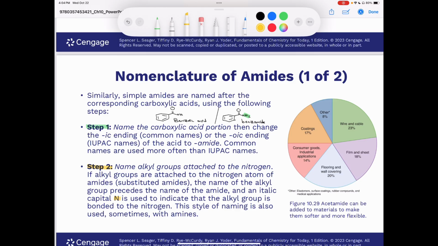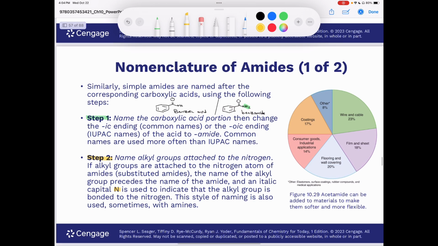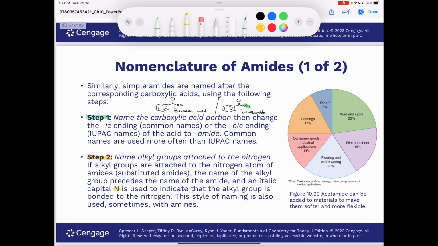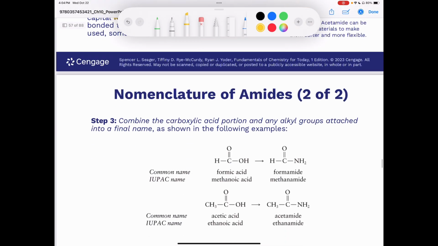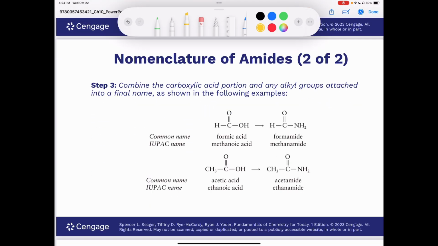So let's say you had an ethyl group and a methyl group. E comes before M, so you'd say N-ethyl, N-methyl. Okay? And again, it might sound confusing just hearing it in a video, but if you practice it, looking at the practice problems in the textbook, they have the solutions to them, you're going to figure it out. So here's a couple of examples.